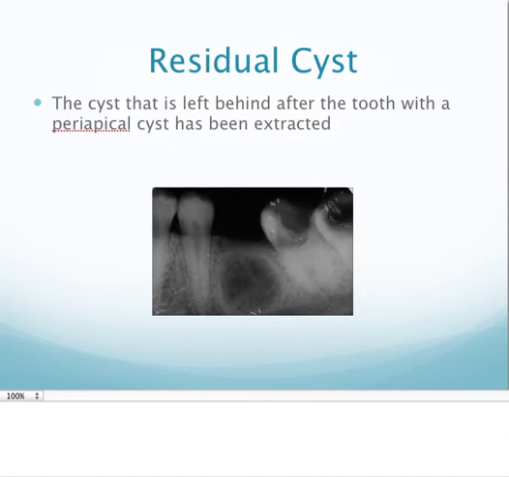And so yeah, residual cyst. This is the easiest one. Residual, residing. It's a cyst that stays in the bone after the tooth is extracted.